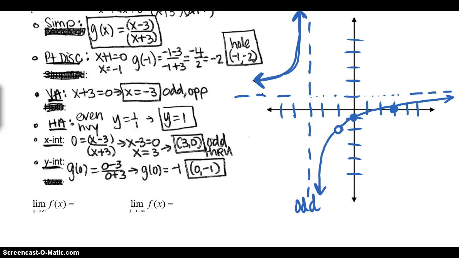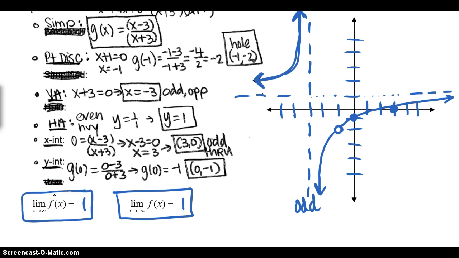So your limit should match your horizontal asymptote. As this goes to infinity, it's getting closer and closer to y equals 1. And as this goes to -infinity, it's getting closer and closer to y equals -1. I'm sorry, y equals 1 again. So these two are both going to be 1.